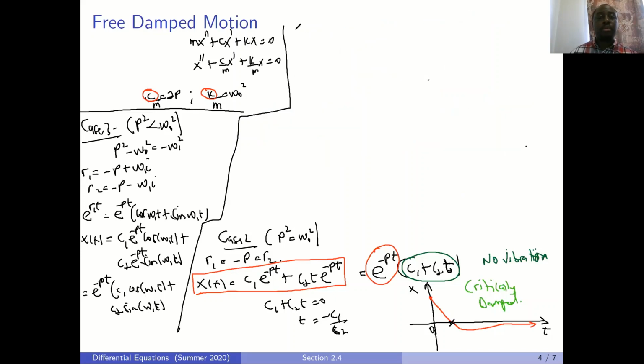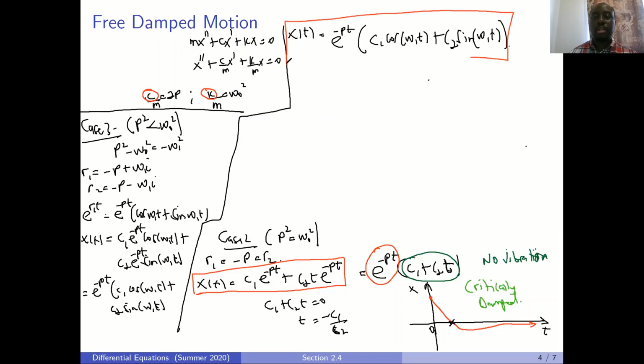So my x of t, my general solution, is e to the minus pt times C1 cosine W1t plus C2 sine of W1t. So this is a very interesting kind of motion here, right? Notice that you have a sinusoidal component, and then you have a damping component, because just remember that this P here is positive.